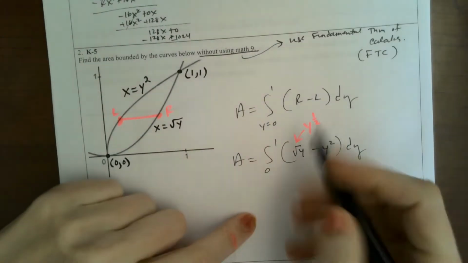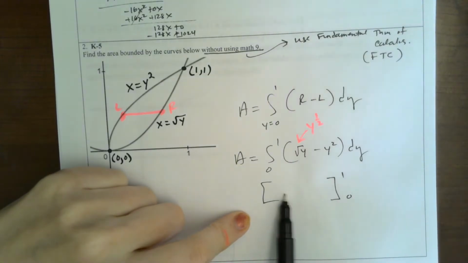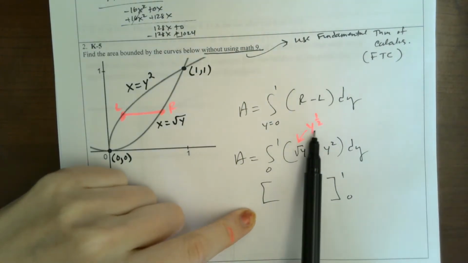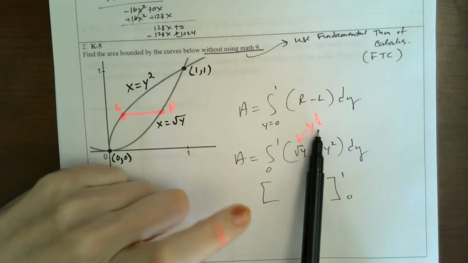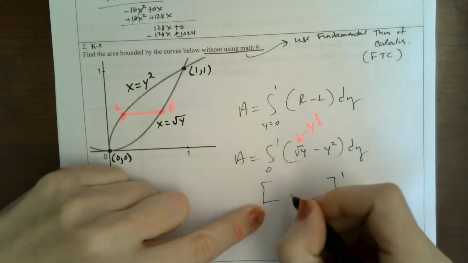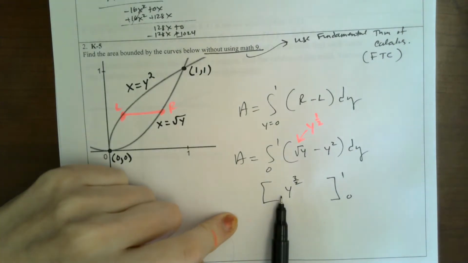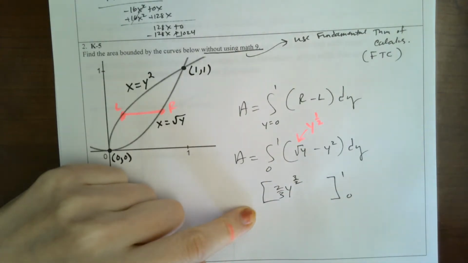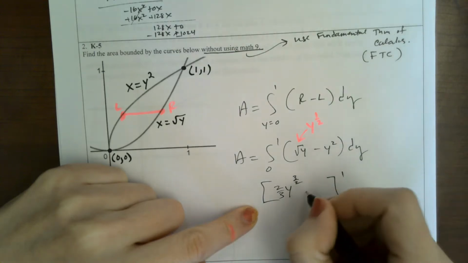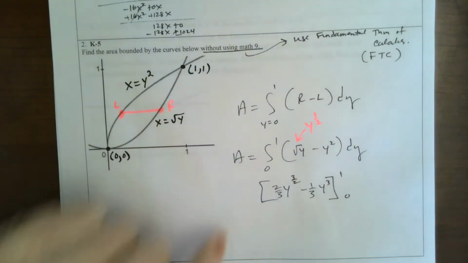Okay. So now I'm doing my brackets. 1, 0. Antiderivative goes inside. Antiderivative of this, 1/2 plus 2/2 is 3/2. So it's going to be y to the 3/2, but then here I have to do, this is a 1, so 1 divided by 3/2 is 2/3 after keep, change, flip. And then that's minus 1/3 y to the 3rd.